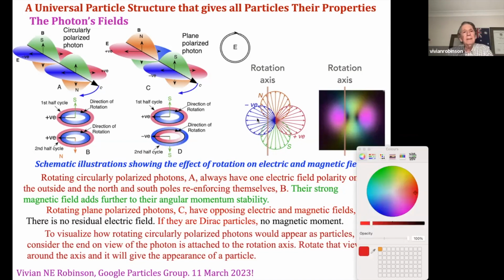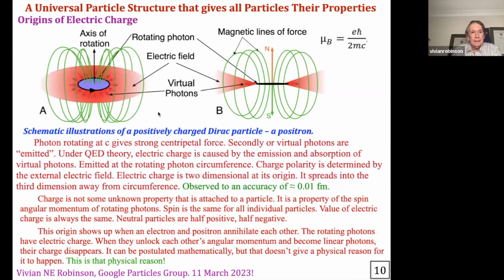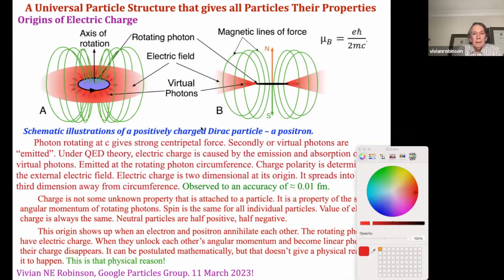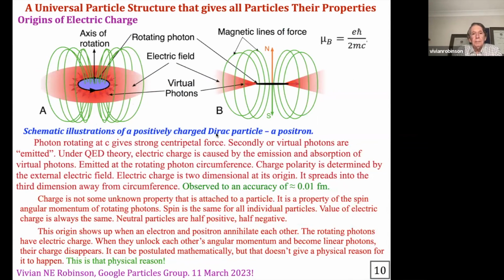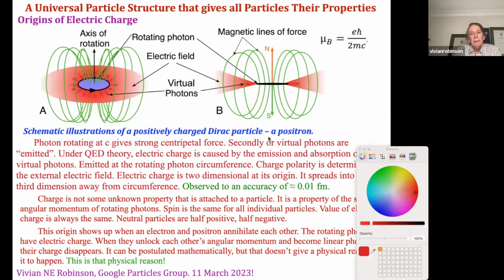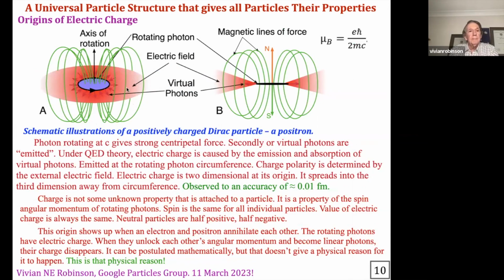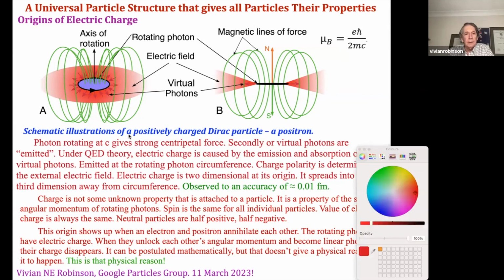Now, I'm going to give a how is charge generated? And I'm showing here a positively charged Dirac particle. That's a positron. You have the axis of rotation of the photon. You have the magnetic field surrounding it. But I've shown here that the electric field is in a plane. And this brings us to the origins of electric charge under this model.